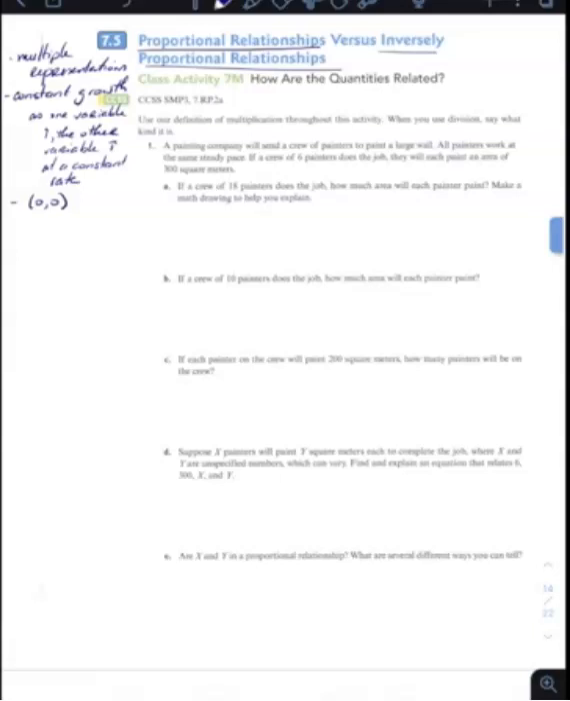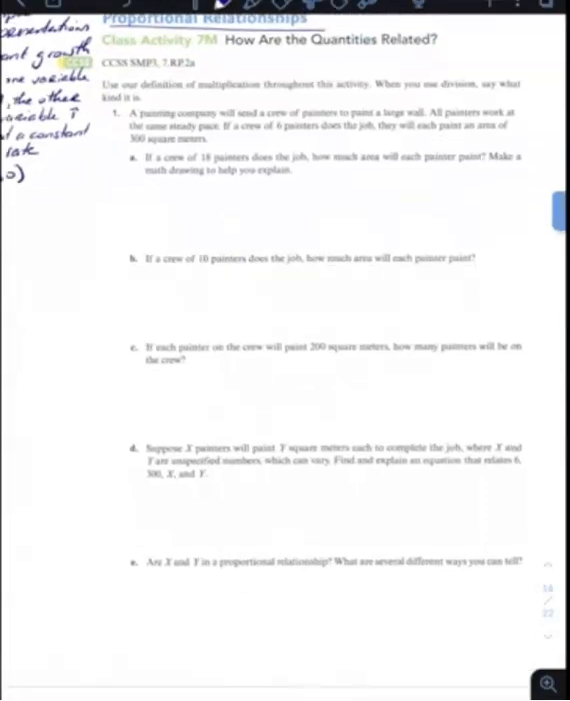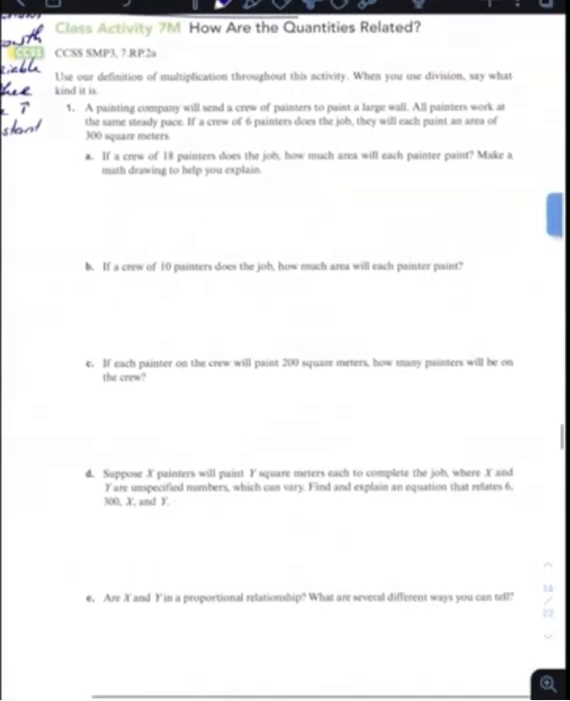A painting company will send a crew of painters to paint a large wall. All painters work at the same steady pace. If a crew of 6 painters does the job, they will each paint an area of 300 square meters. Okay. So if a crew of 18 painters does this job, how much area will each painter paint? Make a math drawing to help you explain.